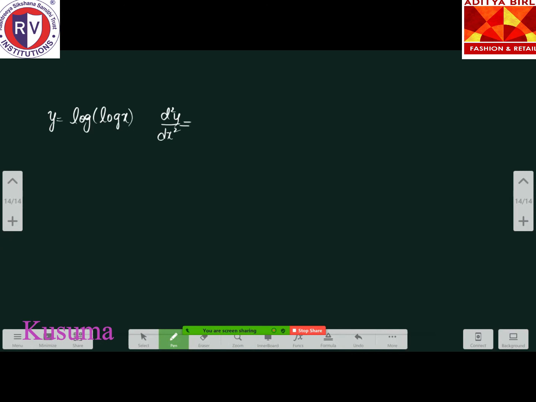Okay. So y is given to be log of log x. So we have to make use of what rule? So here we have log of log x. First, let us differentiate this. This will be 1 by log x, and further differentiation of log x will be equal to 1 by x. So dy by dx is 1 by x log x.